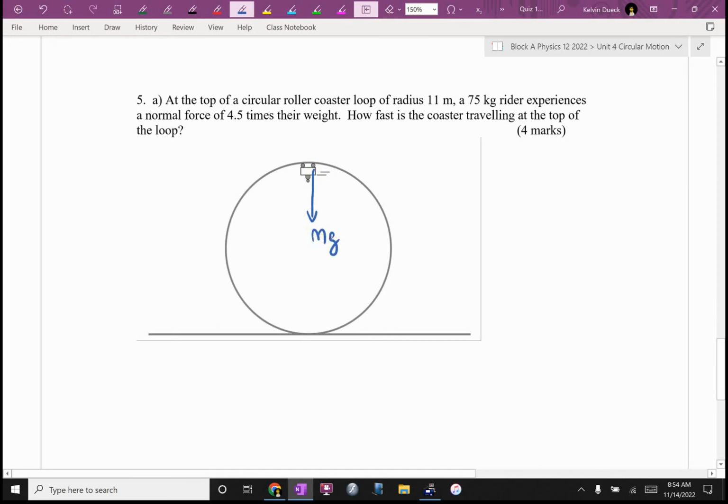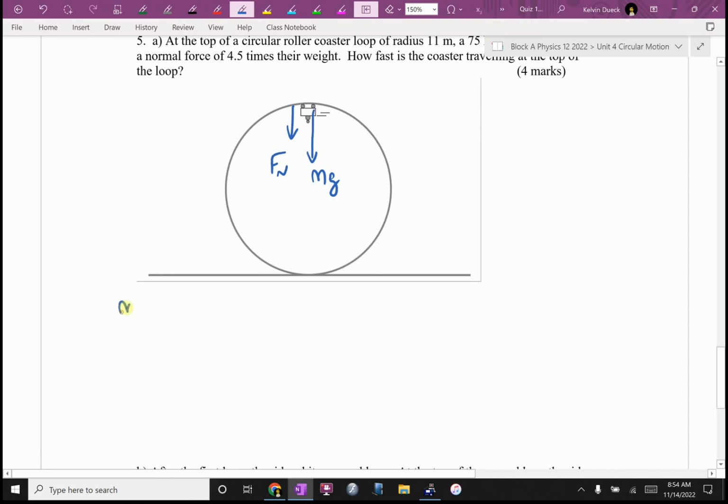What else? Normal force pointing which way? Also down. Because that's the direction your head is pointing. Who's winning? They both are. So my equation is going to look like this. mg plus fn equals mac.